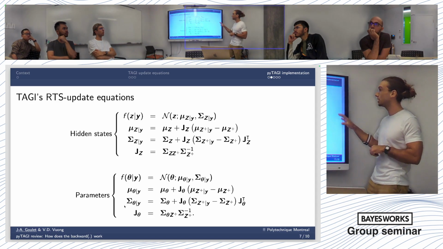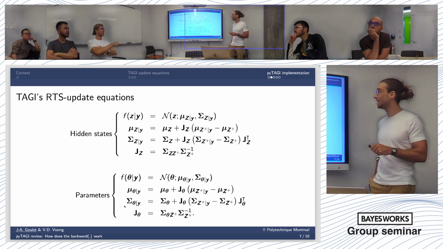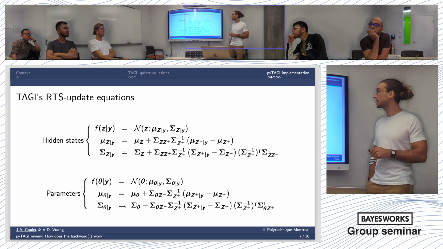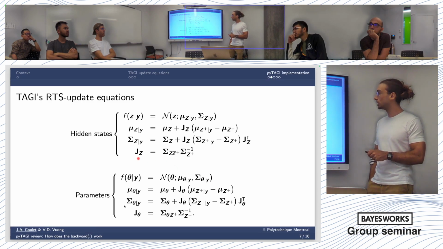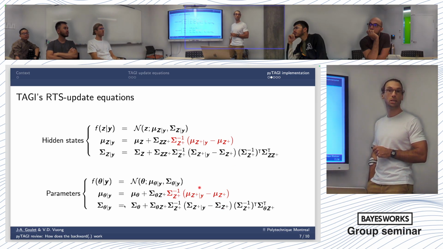If we look at the TAGI equations, these are the RTS update equations for the hidden states and for the parameters. What we can see is that if we directly plug in the J term in all of our equations, and J theta here, we're going to get these equations. And in these equations, we can see that what we have here is a function of delta mu. We have a function of delta mu on the parameter update as well.